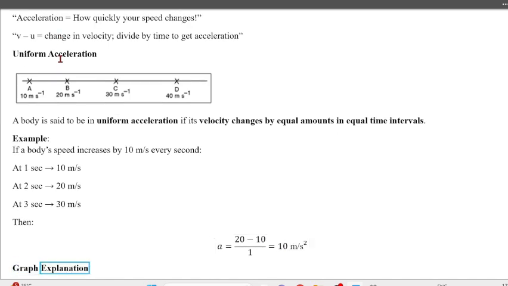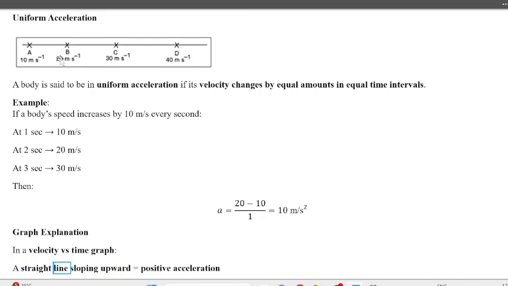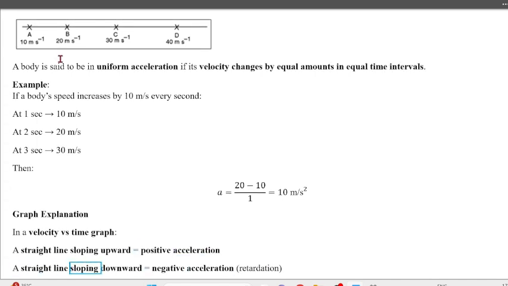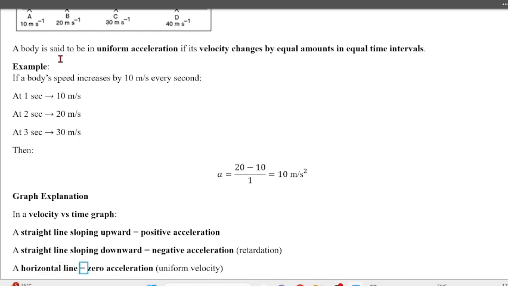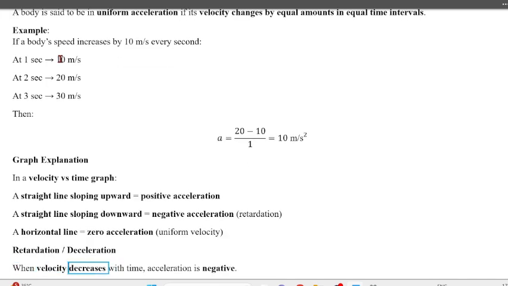Graph explanation: in a velocity versus time graph, a straight line sloping upward is equal to positive acceleration. A straight line sloping downward is equal to negative acceleration, or retardation. A horizontal line is equal to zero acceleration, which is uniform velocity.